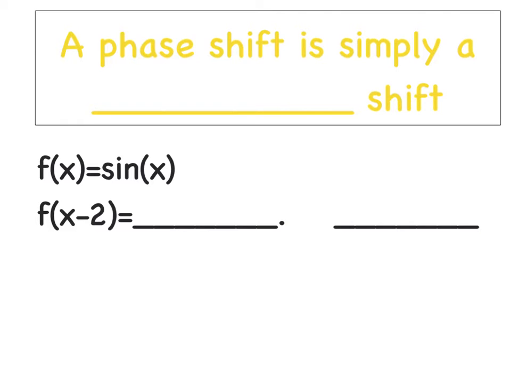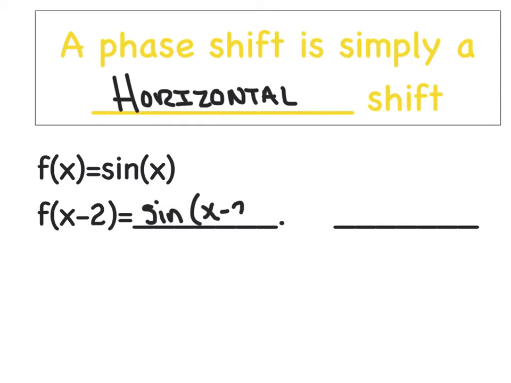So as we said in the last slide, a phase shift is simply a horizontal shift. Nothing fancier than that. They just tend to use the word phase, and they reserve that for dealing with trig functions only. For instance, if they gave me the function sine of x and wanted me to create f of x minus 2, it's a simple act of substituting the quantity x minus 2 in for the original x. And what we're doing here is pushing the graph to the right 2 units.